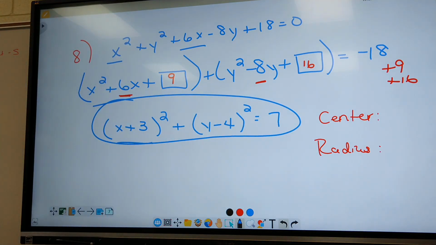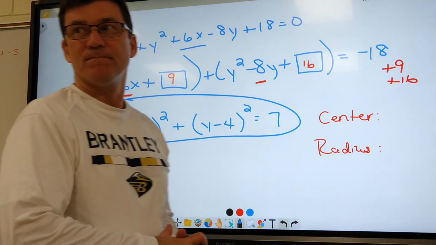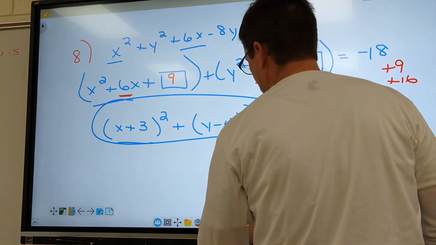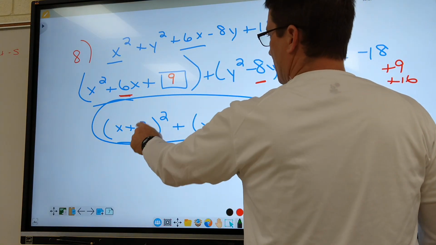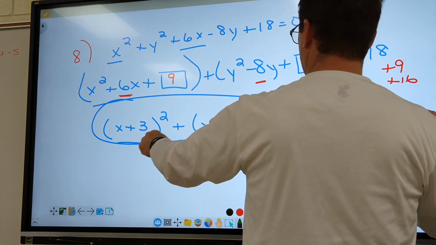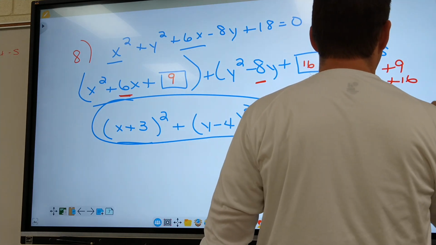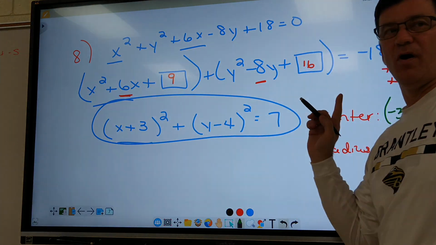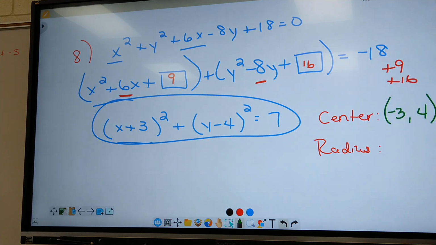Now you can write your answer for the center and the radius out on the right side. All right, Matthew, what's our center going to be? Negative 3 and positive 4. Remember, you've got to change the signs when you do this part, taking them out of the parentheses.